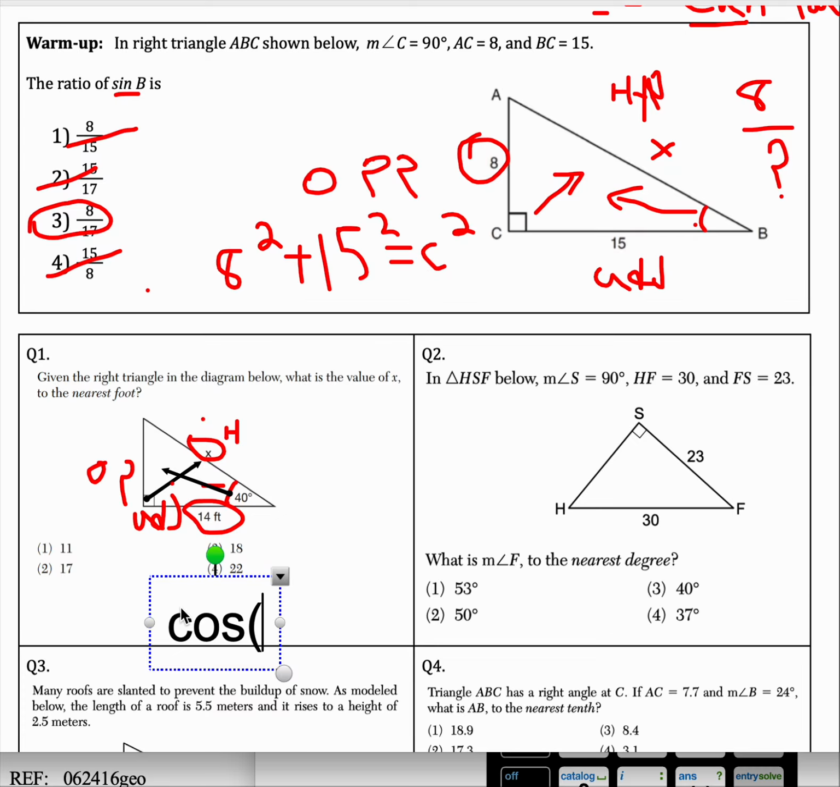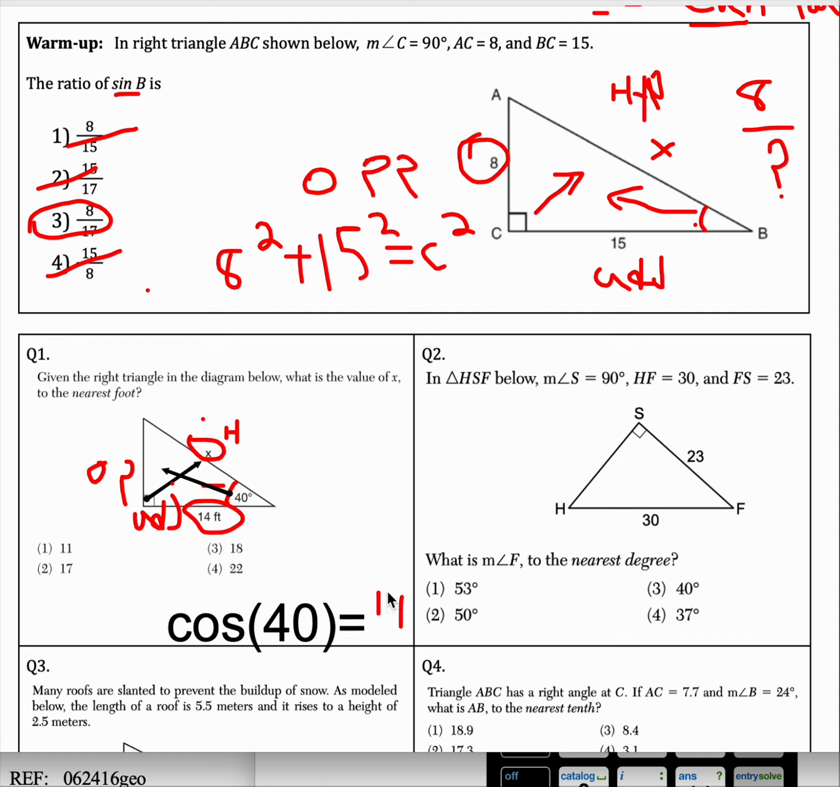cosine of 40 equals, adjacent over hypotenuse, 14 over x. Okay, now I'm going to actually write that out because I want you to see where the x is and how to do the math.